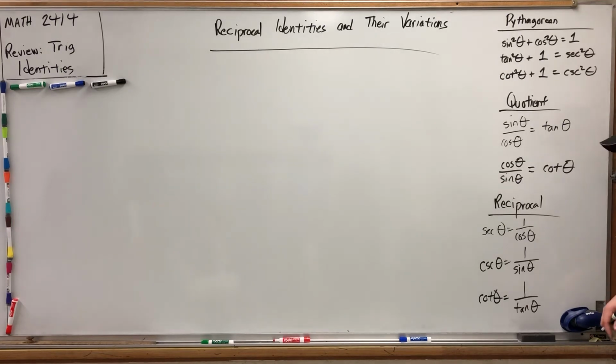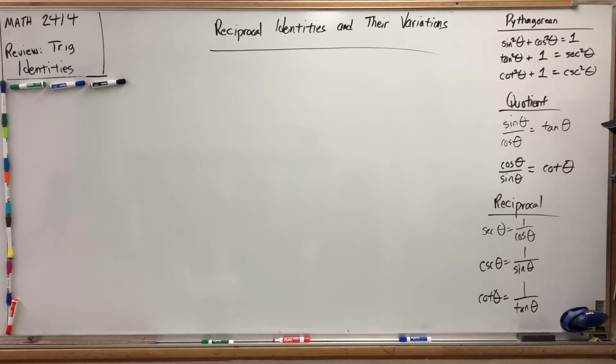Again, each one of these has 2 variations by isolating different trig functions. If we isolated cosine of theta in the top one, it would say cosine theta equals 1 over secant. If we isolated sine theta in the second, it would say sine theta equals 1 over cosecant theta. And if we isolated tangent in the third one, it would say tangent theta equals 1 over cotangent theta.